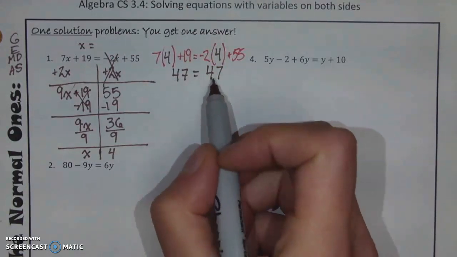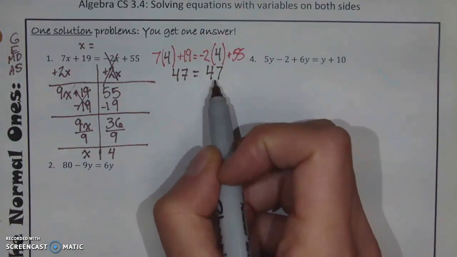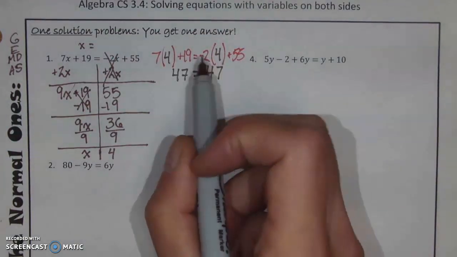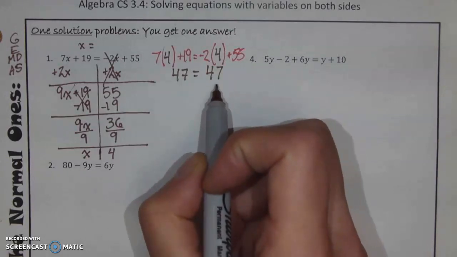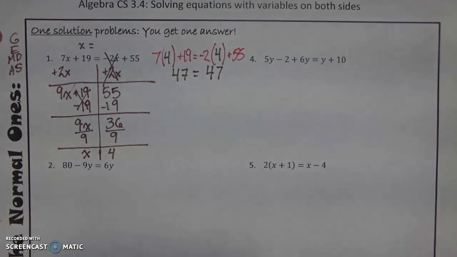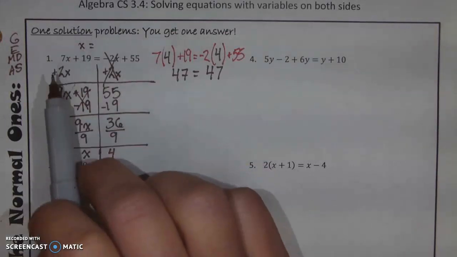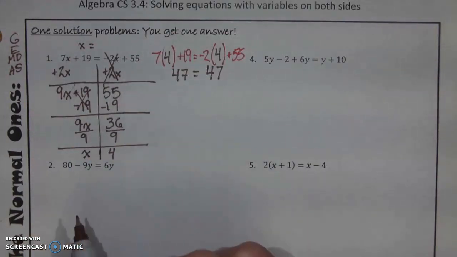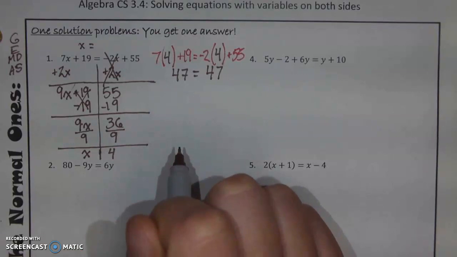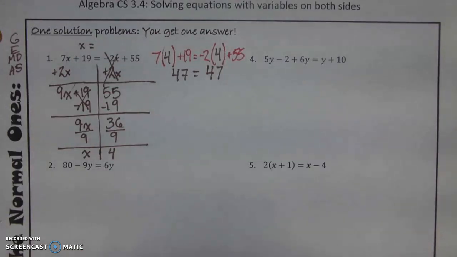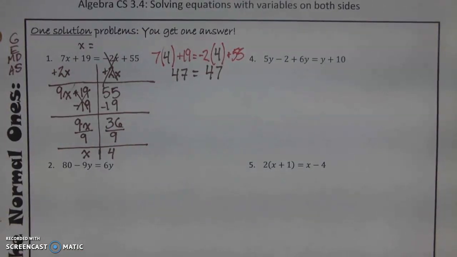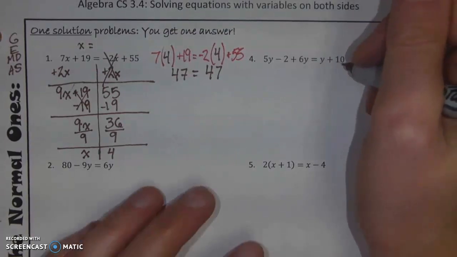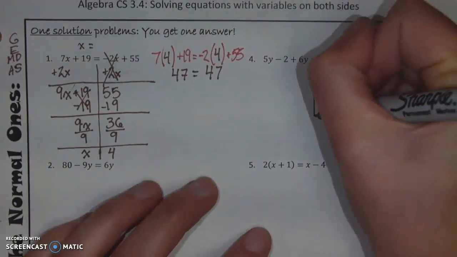Since I know that 47 is equal to 47, I know I must have done it right, because otherwise these things would not be balanced. So I'm good to go. Now, if all of this makes sense to you, that is great, and you can move on to the homework. However, I recommend you watch one more example with number 4. For number 4, I'm going to follow the same process that I did before.